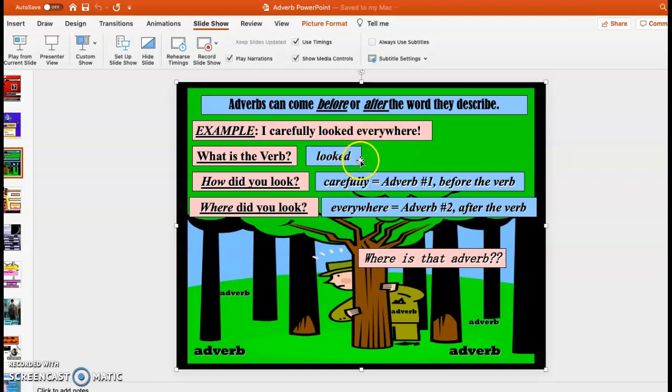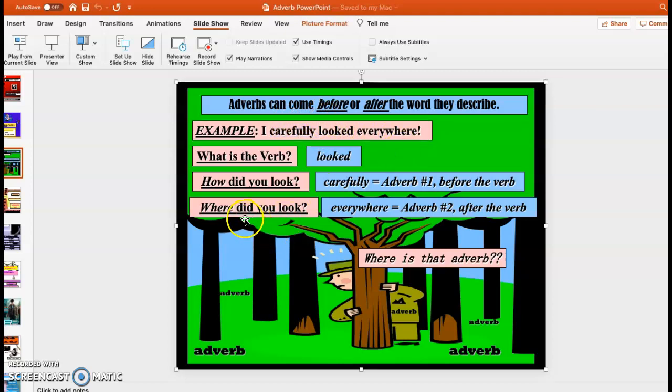If I take a look at my verb, which is looked in this sentence, because that is the action that is being described, I ask myself the question, how did you look? How did the person in this sentence look? They looked carefully. That is my first adverb, ends in ly, a good indication that an adverb is taking place there. Notice that this adverb carefully comes before the verb, because my verb is looked, and my adverb carefully is placed before the verb.